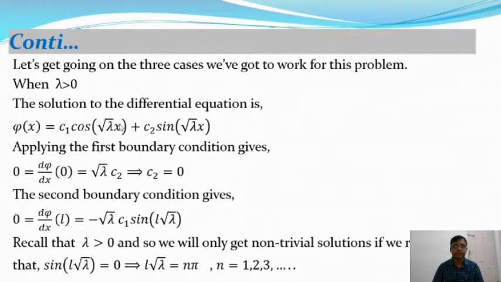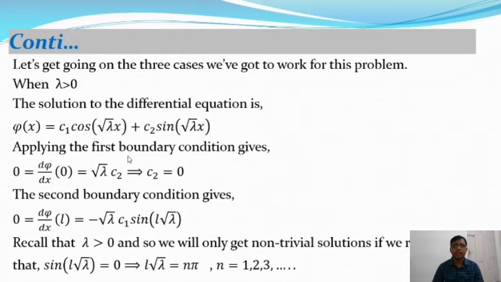In that case, the auxiliary equation is m square plus lambda equal to 0, which means the roots are imaginary. Therefore, the solution of the given differential equation, phi double dash x plus lambda phi of x equal to 0, is c1 cos root lambda x plus c2 sin root lambda x.